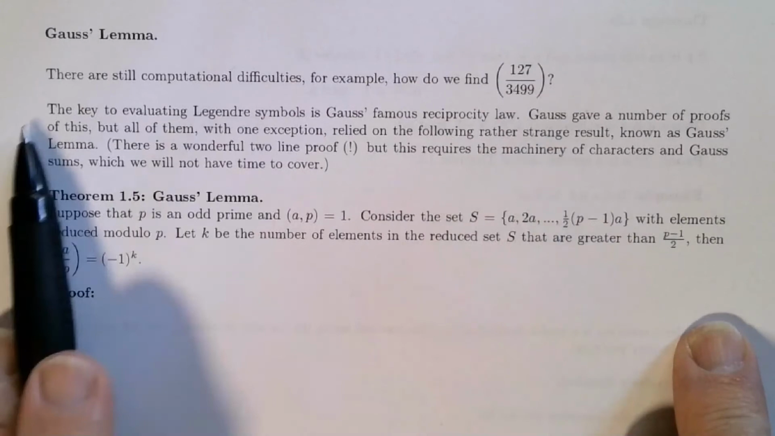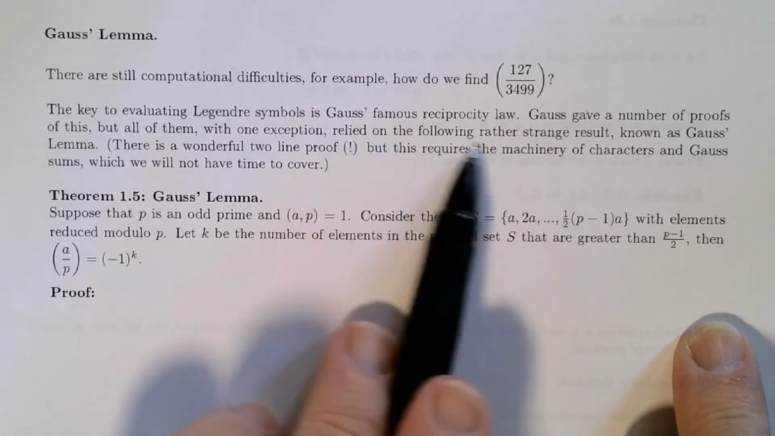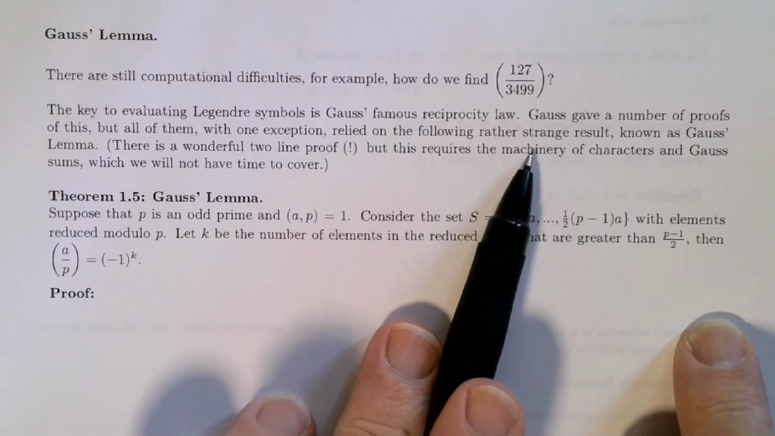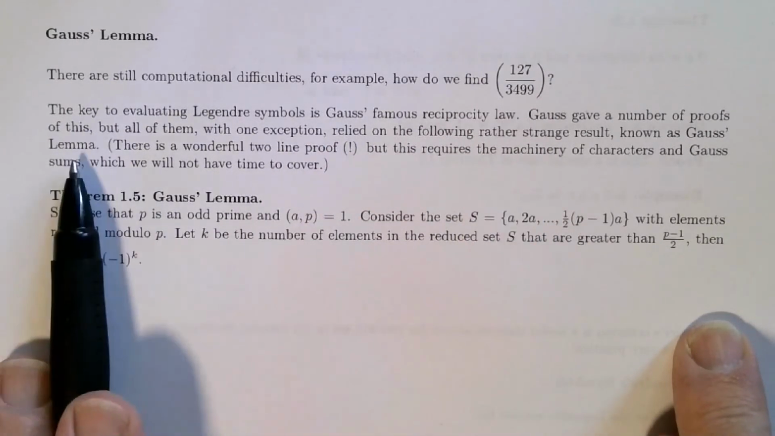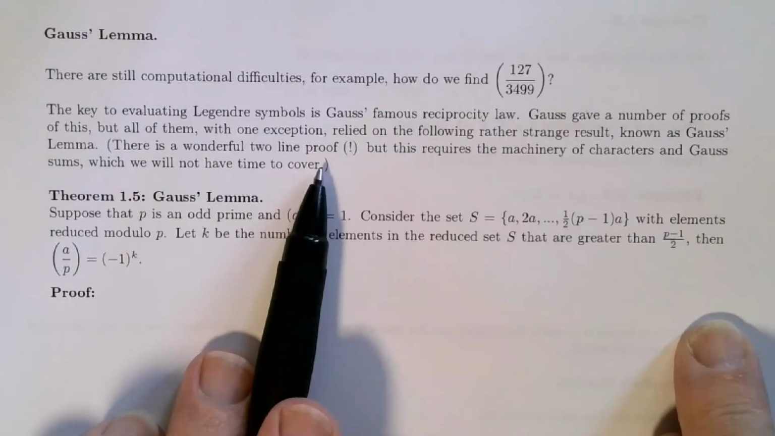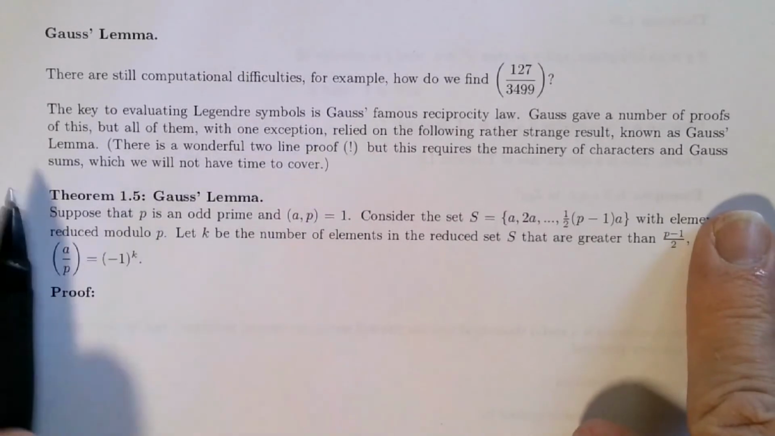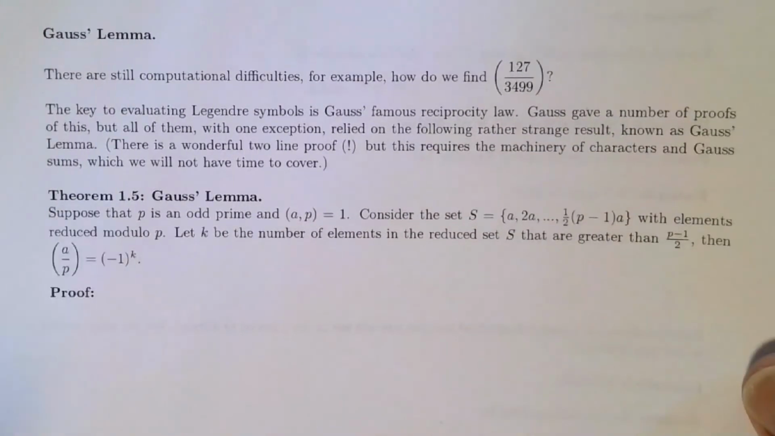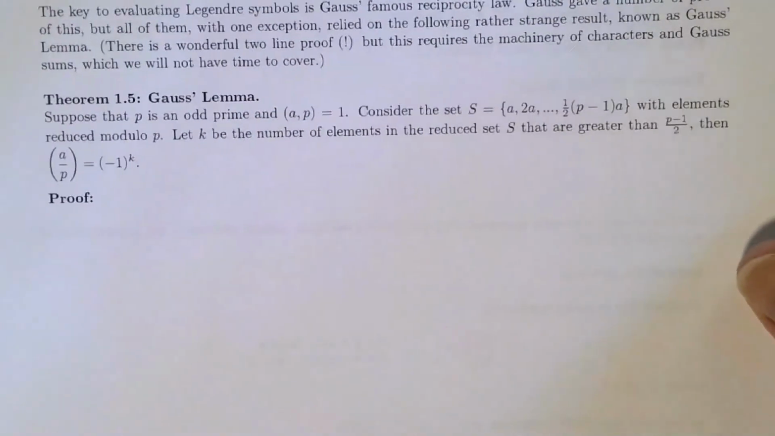Gauss gave a number of proofs, all of them with one exception relied on the following, I think, rather strange result. It's rather odd when you first look at it. It's known as Gauss's lemma. As I mentioned, there is a wonderful two-line proof of this, but it requires characters and Gauss sums, which we won't be looking at. So this is what it does.